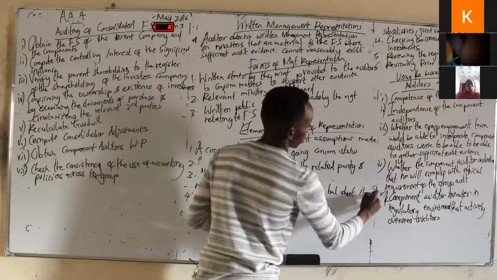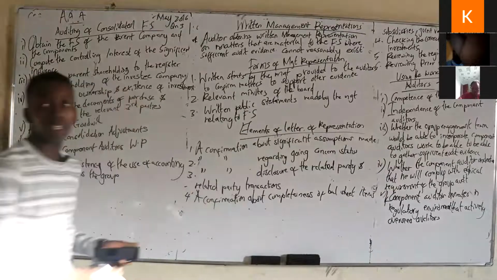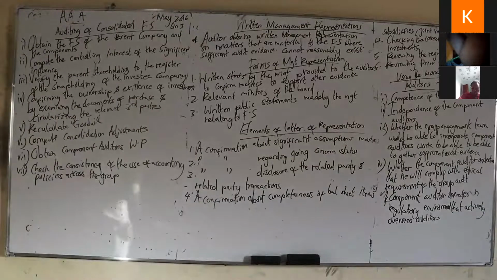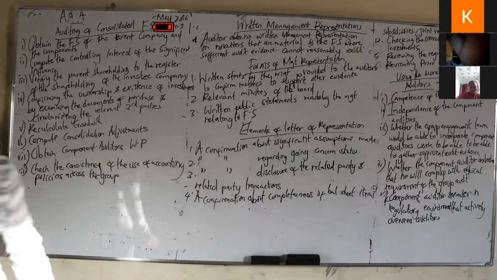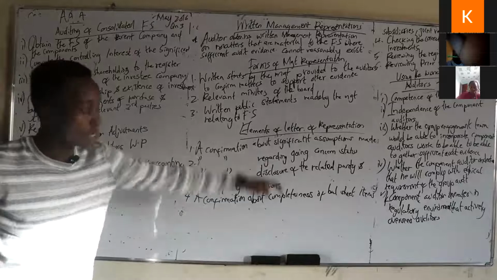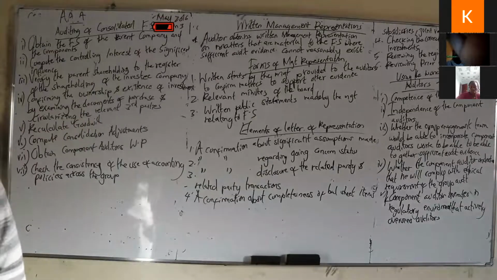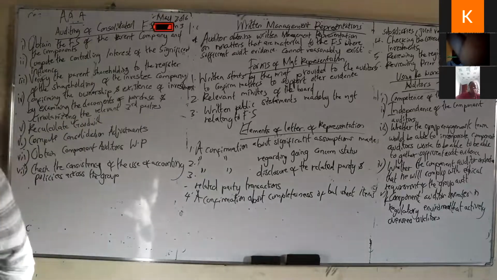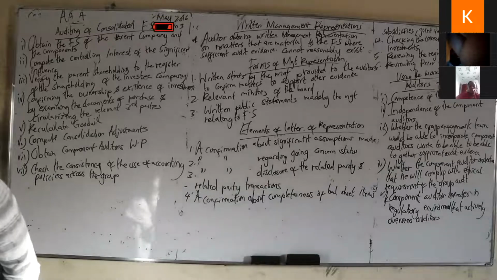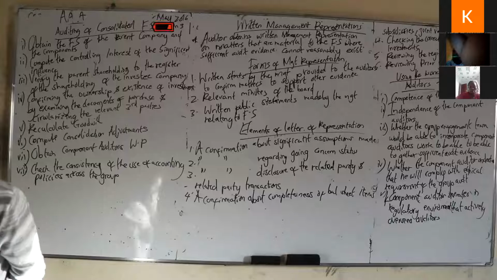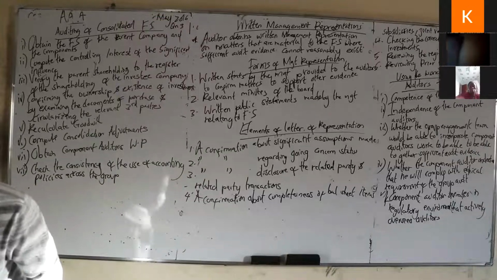This is very important for an auditor to obtain, because it gives him confirmation, for example, on the going concern status. And from this going concern status, he can assess the mitigating plans that the company has been able to come up with.